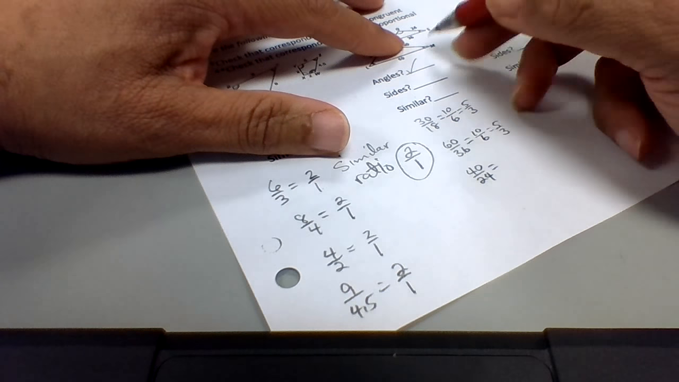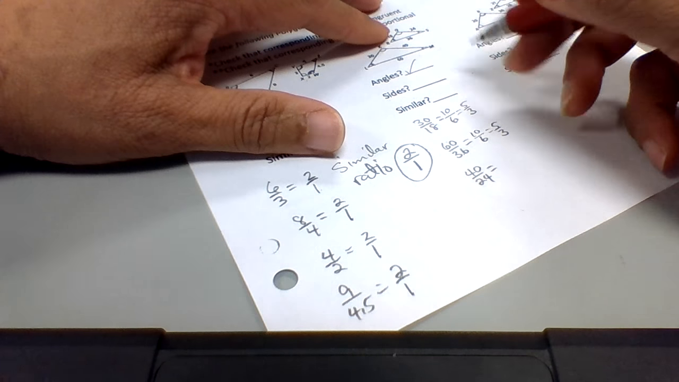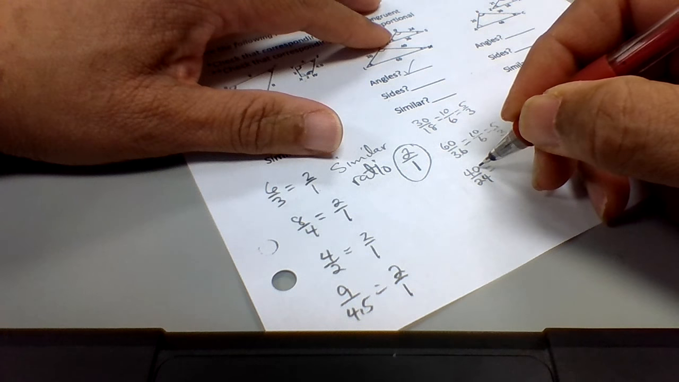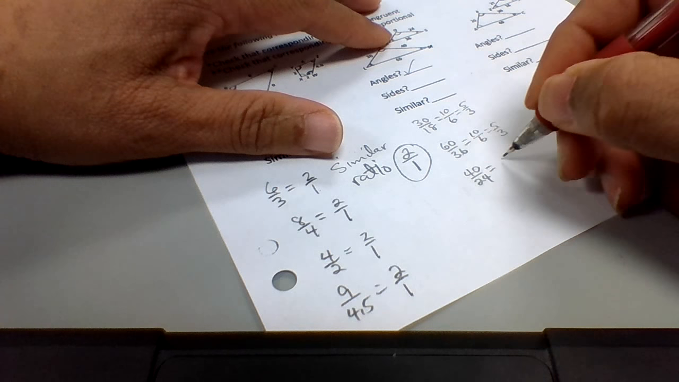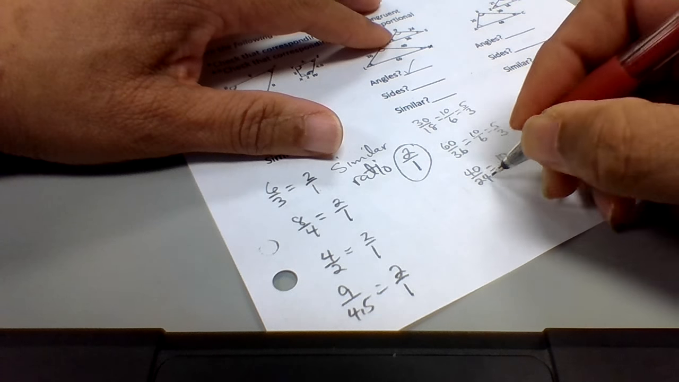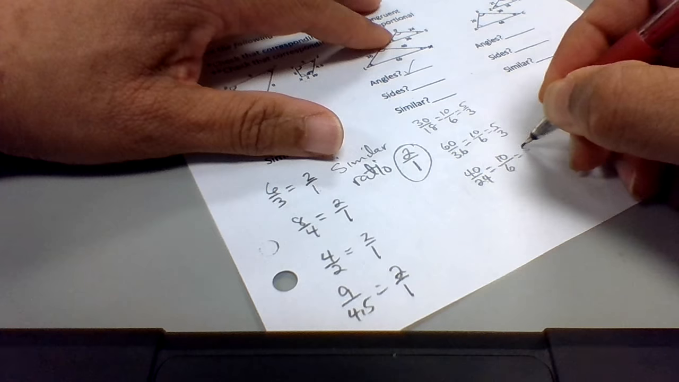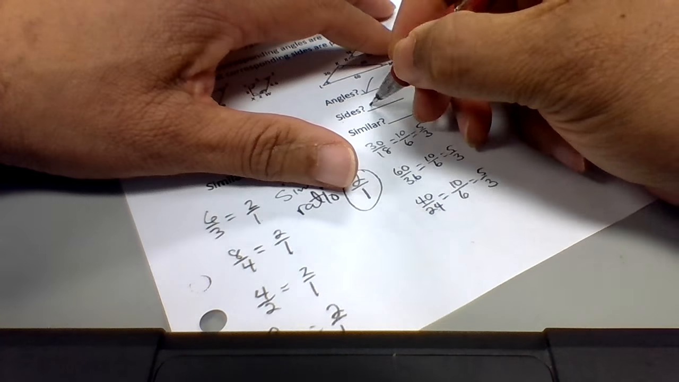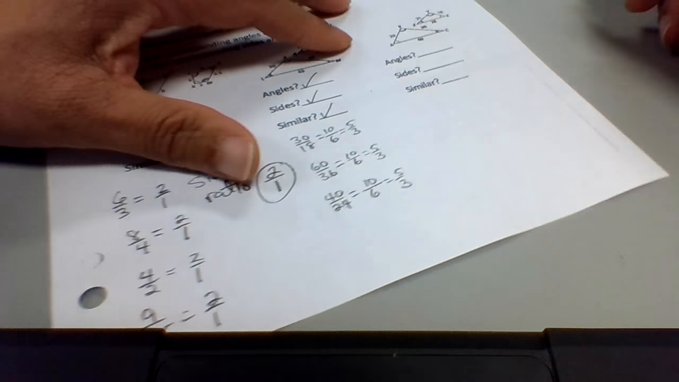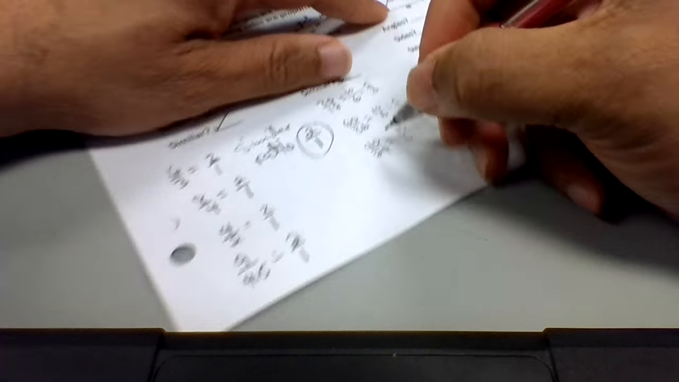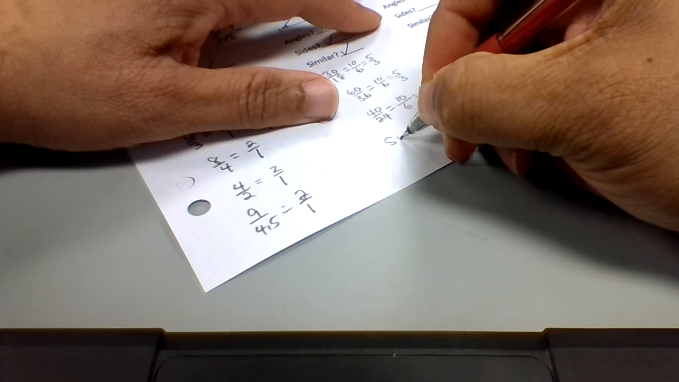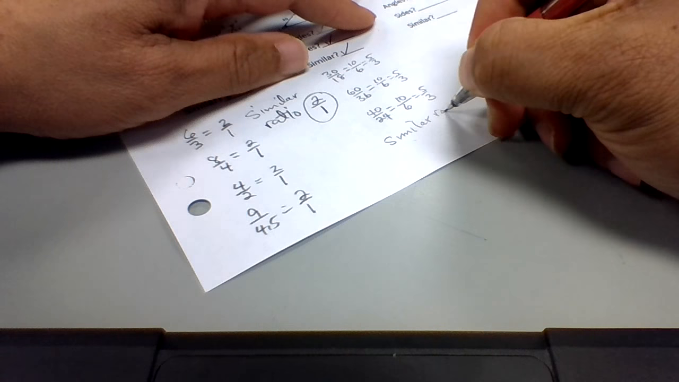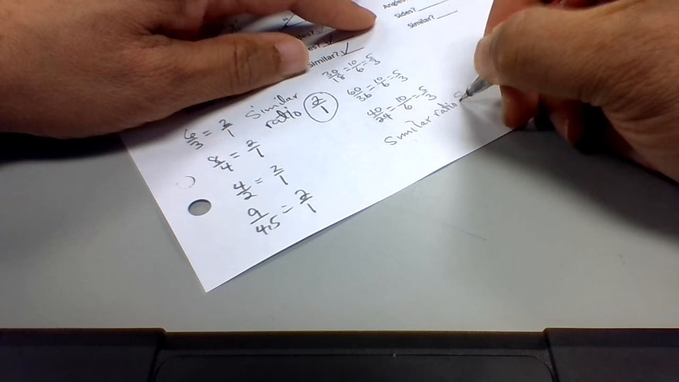You need to check each one of these sides. One of them might work, but then the other one may not. So you need to check each side. 4 goes into both of these: 4 goes into 40 ten times, 4 goes into 24 six times, and that will reduce down to 5 over 3. All right, and so the sides are proportional, so therefore it is similar, and the similarity ratio is going to be 5 to 3.